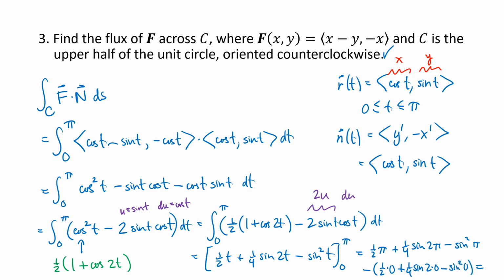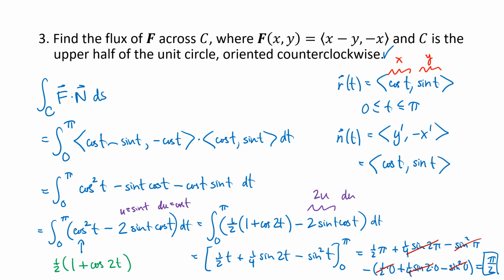But now sine of 2 pi, that's 0. Sine of pi, that's 0. Sine of 0 is 0. 1/2 times 0 is 0. So all of that stuff is 0 except for the pi over 2. So pi over 2 is my flux calculation for this one.